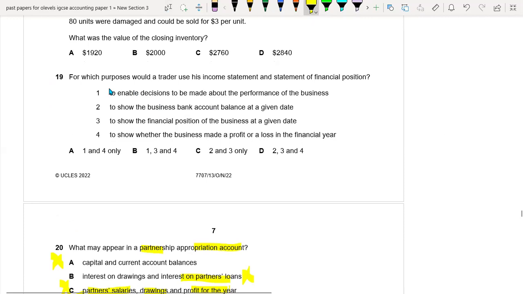Question number 19. For which purpose would a trader use his income statement and statement of financial position? To enable decisions to be made about the performance of the business. Yes, this is also a reason why we are using our income statement and the statement of financial position. This is right. To show the business bank account balance at a given date. No. For this, we will be providing the bank account, not the income statement and the financial position. Third, to show the financial position of the business at a given date. Yes, this is right. To show whether the business made a profit or loss in the financial year. Yes, we are basically making the income statement just to find out the profit and loss for the year. So it means that 1, 3, and 4. So B option is the right option.